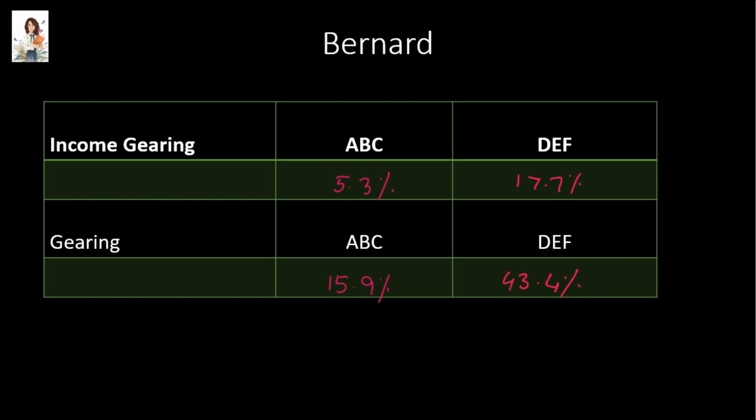Therefore, we see that the income gearing ratio of DEF is greater by 12.4% than that of ABC, and the gearing ratio is 27.5% greater than that of ABC. That means company DEF is more at risk from changes in interest rates or the need to repay debt. So DEF is the riskier option.